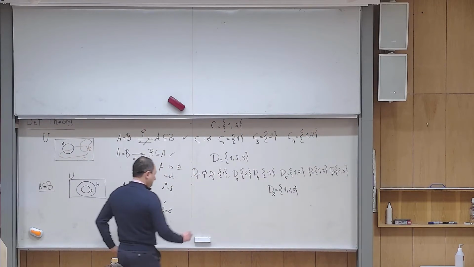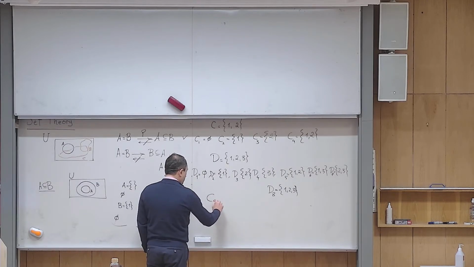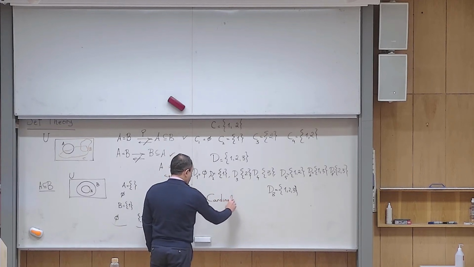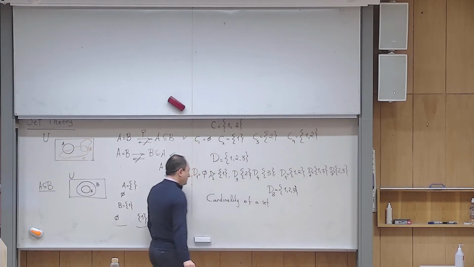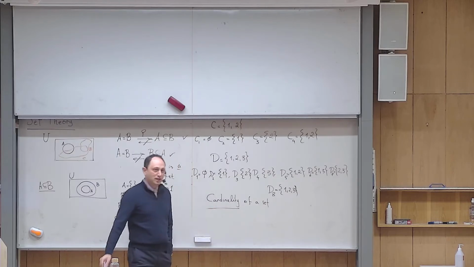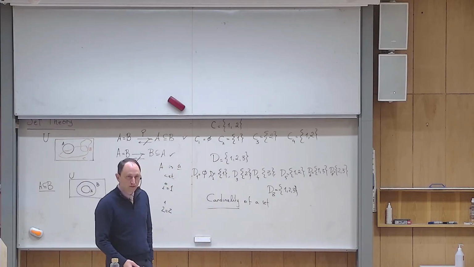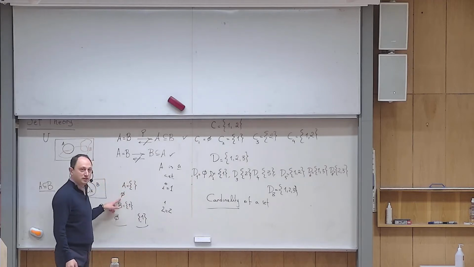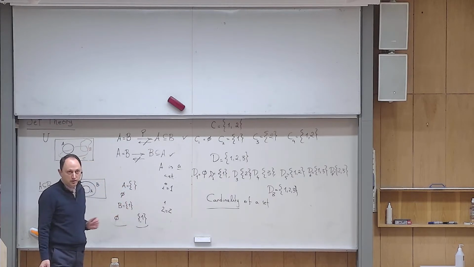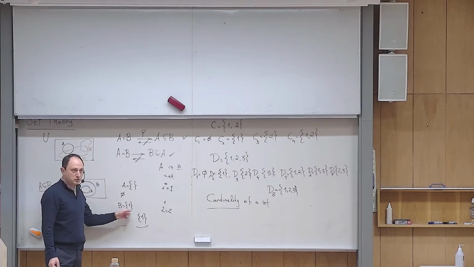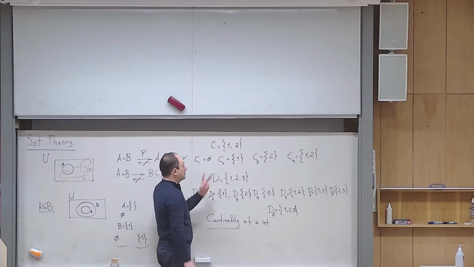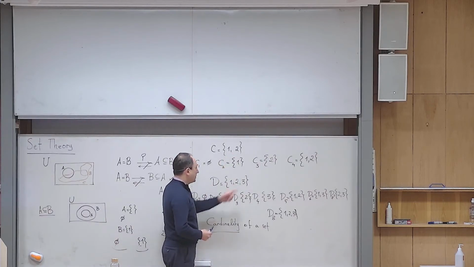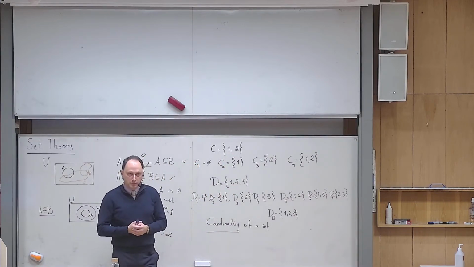So I want to talk about the cardinality of a set. Simply speaking, it's a fancy name we use for the number of elements of a set. Okay, so the cardinality of the empty set is 0 because there are no elements there. The cardinality of this set is 1 because the number of elements in the set is 1. The cardinality of this set is 2 because there are 2 elements in my set. The cardinality of D is 3. There are 3 elements in the set.